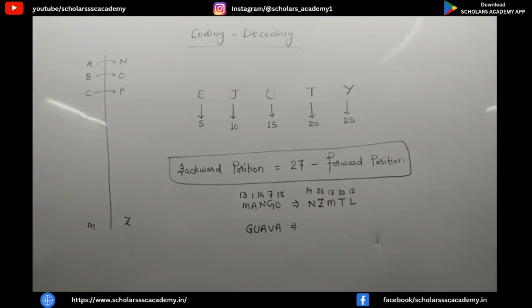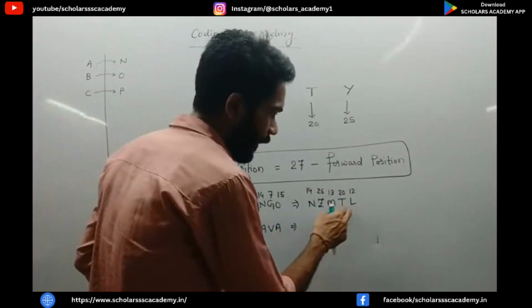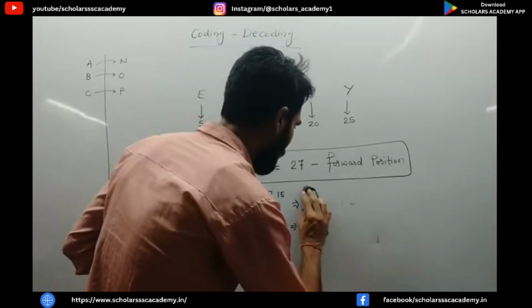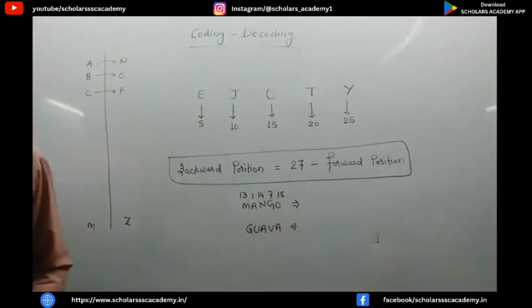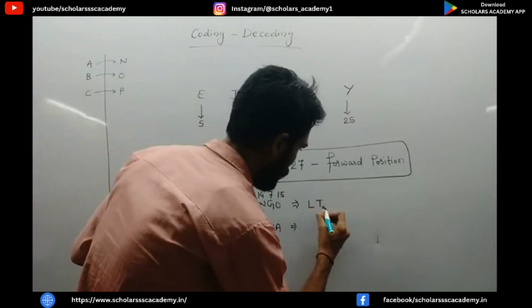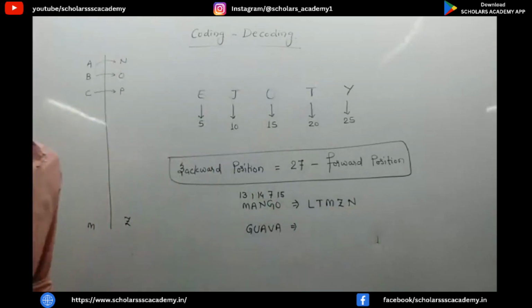Which means they can flip the positions also. Like, let me tell you one more example to that. Mango is there. Just remember the code NZMTL. NZMTL. They can also create a question looking like this. What happened here? They have flipped the positions also.